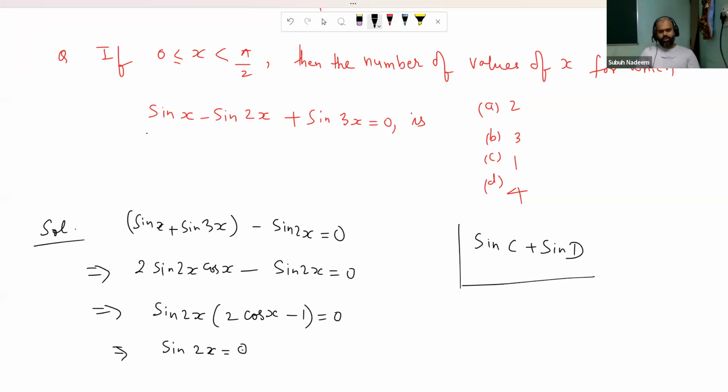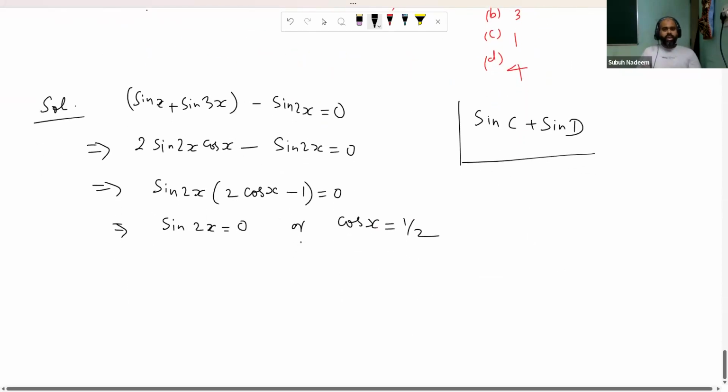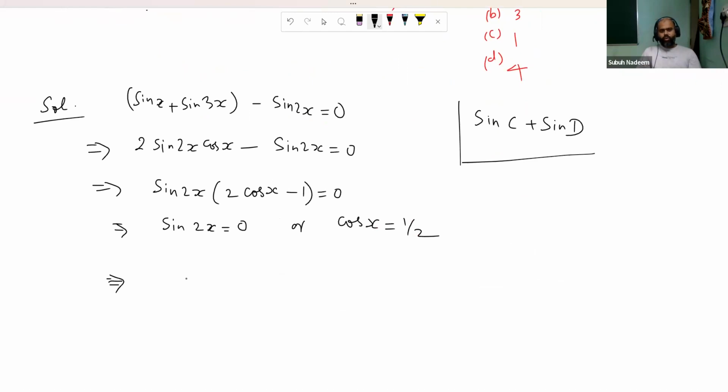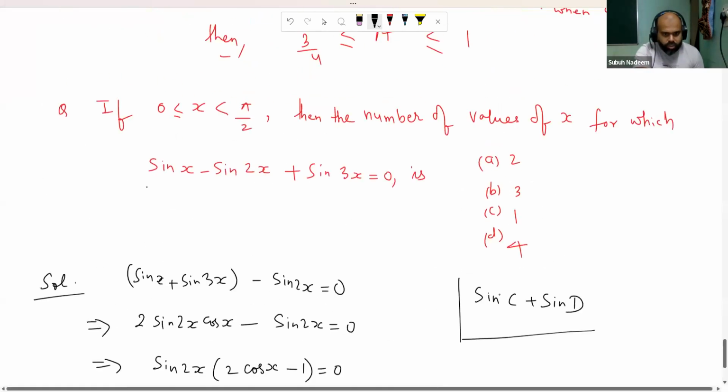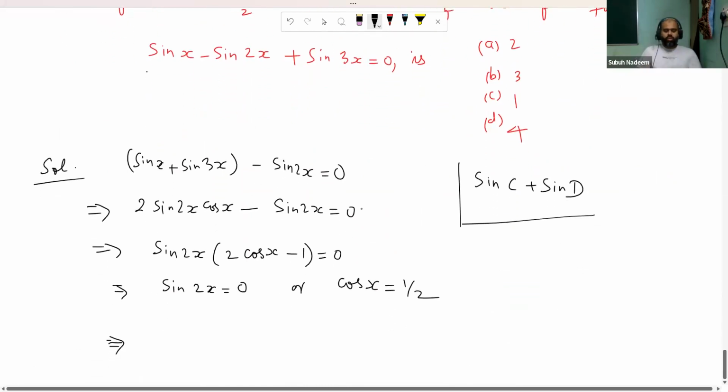So we'll get sine 2x is 0 and cos x is 1 by 2. You won't say and, you will say or. So if sine 2x is 0, at what angle is sine 2x 0? Sine 2x is 0 at 0 angle. If you want to find its general solution, since x is between 0 to pi by 2, general solution is not needed.